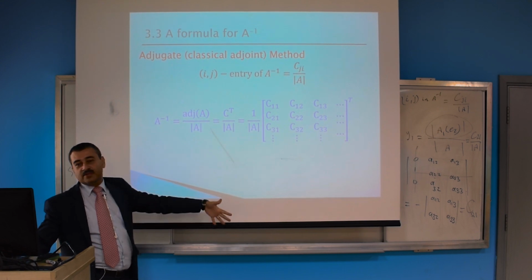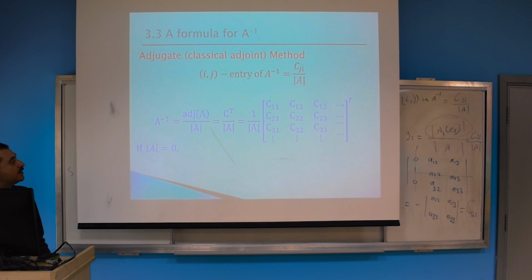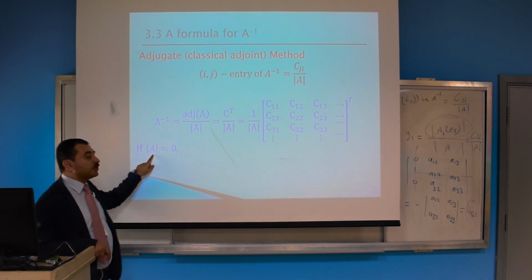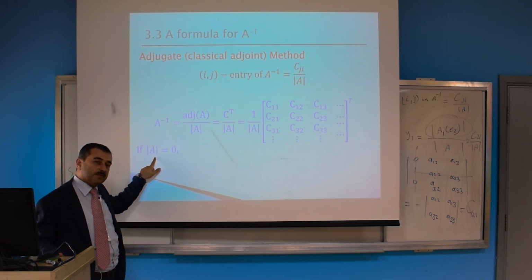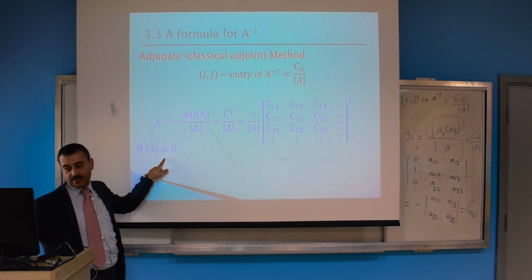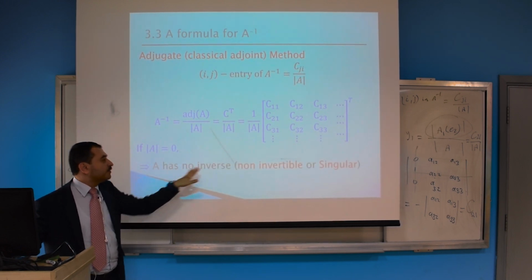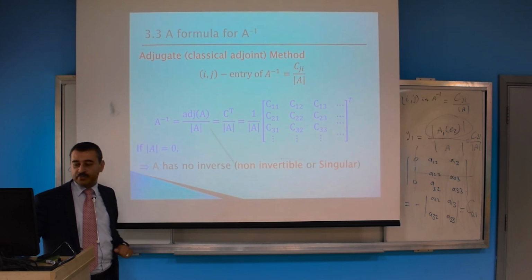Let's see an example to see how to apply it. But as you see here, if I have determinant of A equal to 0, then you cannot find an inverse for the matrix. So we say that the matrix in this case is not invertible or has no inverse or singular. They are the same meaning.